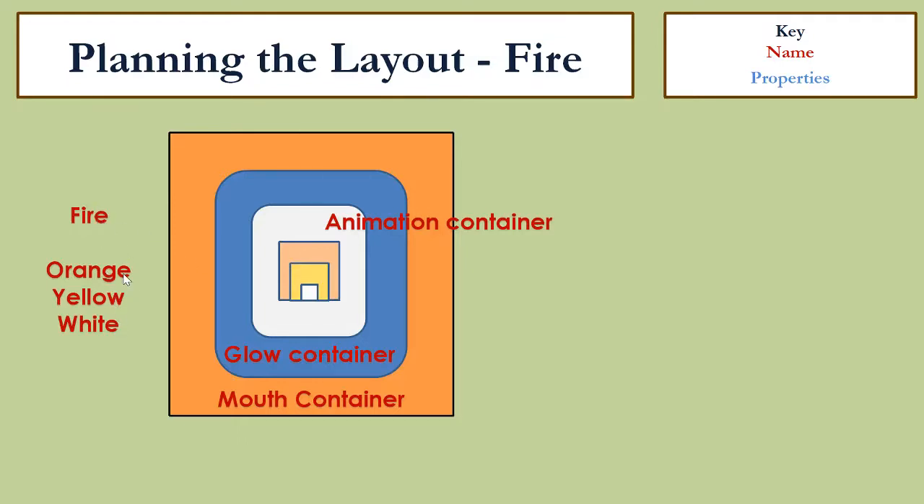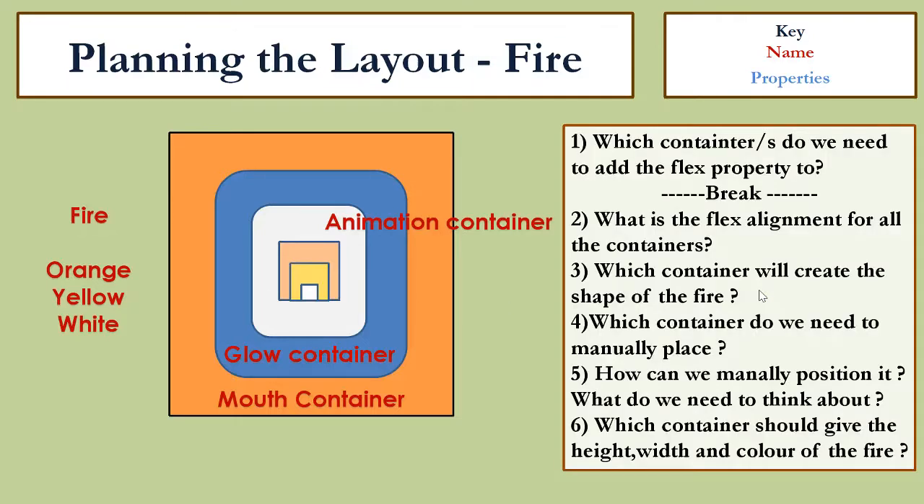So we have fire orange, fire yellow, and fire white. Even though orange will have its own container, yellow will have its own container, and white will have its own container, the CSS will be combined. So again, the fire CSS will combine with the orange CSS container to make a unique container for the fire orange. The fire container will combine with the yellow container to make a unique yellow container. So hopefully you've understood that.